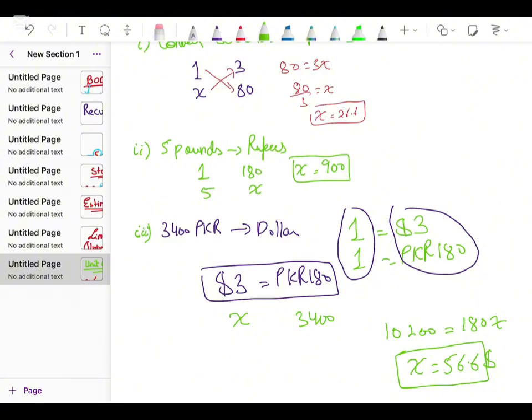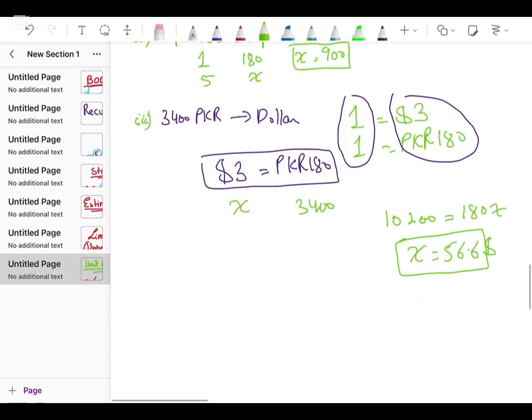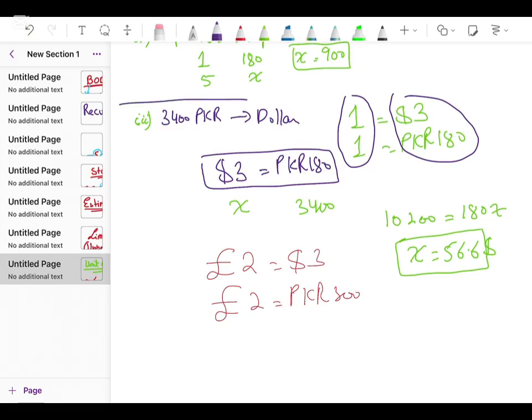But what can we do if the left side is not the same? As you see in this context, the left side is the same. Both have a conversion rate of 1 pound. So that's why we can say that the right side is also equal. But what can we do if the left side is not equal? For example, the question they have given us is 2 pounds is equal to $3 and 2 pounds is equal to PKR 300.